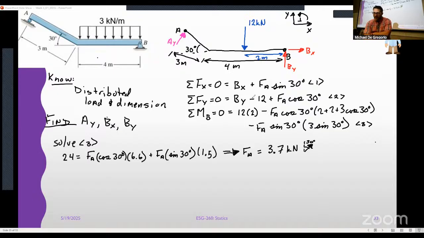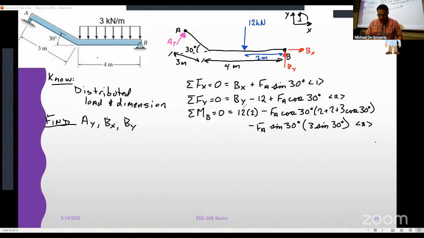First thing I'm going to do is solve equation 3, which is my moment equation. I want you to notice the moment equation is pretty weird. We got 12 times 2, that's our 12 kilonewtons at 2 meters away from B. If I push down, that should give me a positive sense moment. So that's the 12 times 2.